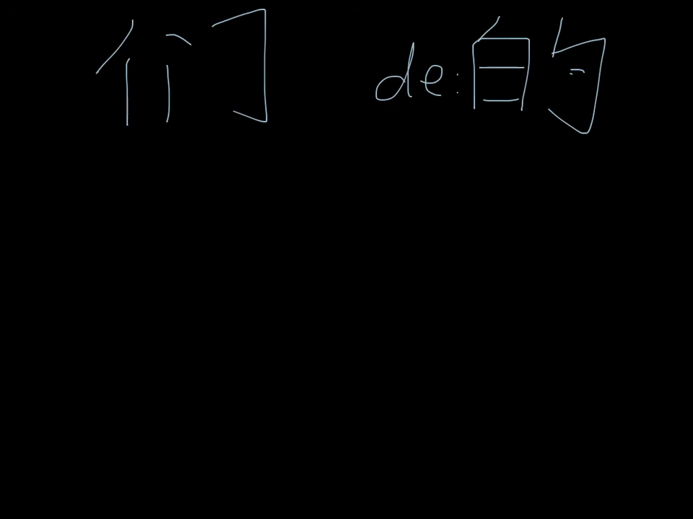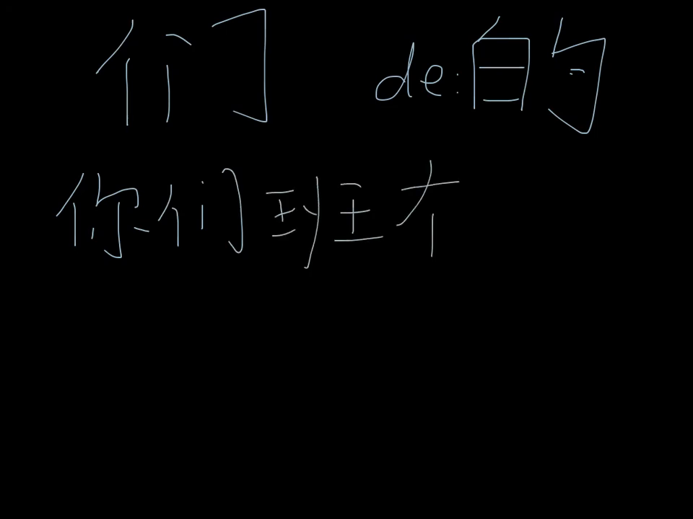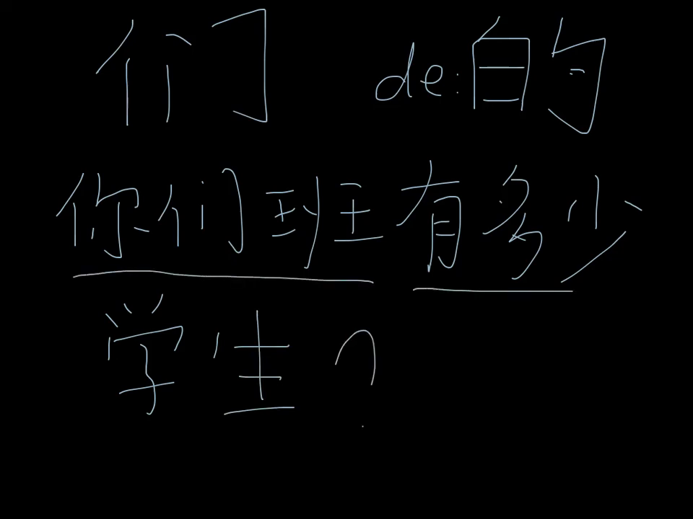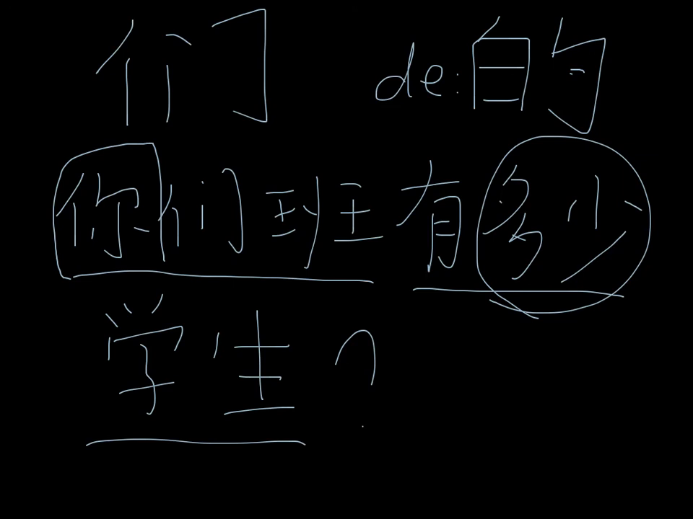And then we have a sentence pattern called 你们班有多少学生? So your class has how many students? Is there any way you can think of how to answer this question? Yes, same rule. Change 你 to 我. 有多少, this is how many, you actually put the number, and then change this to a full stop.